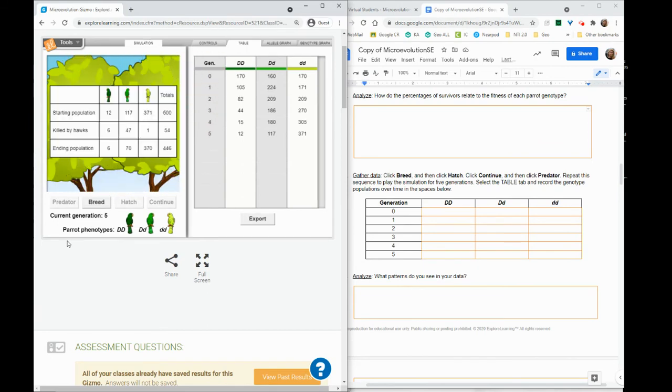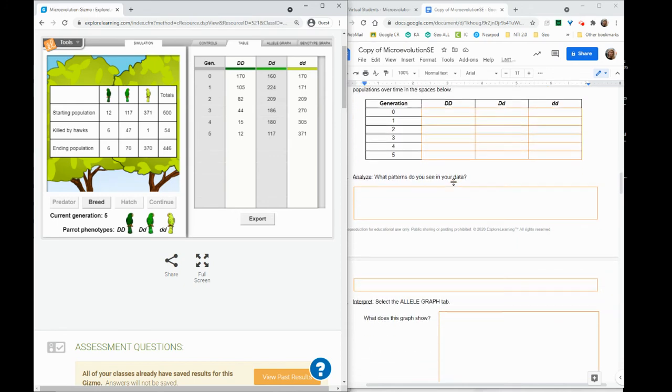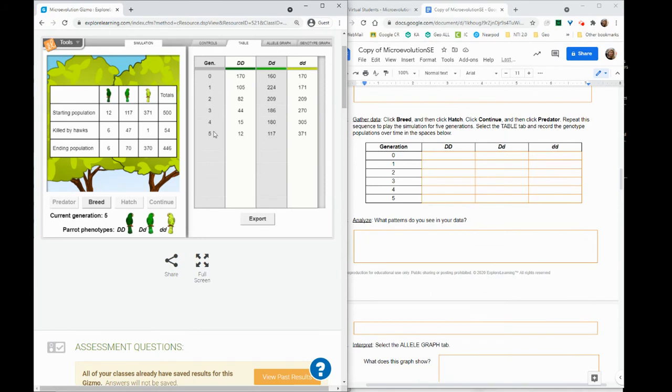Now, if you accidentally click the button in extra time and you end up with a 6th generation, it's not a big deal. You're just going to record through the 5th generation in this table in your Google document. But again, it's not a big deal if you end up with an extra generation in your table here. You don't have to start over because you had an extra generation. You just want to record what you have from generation 0 through generation 5.